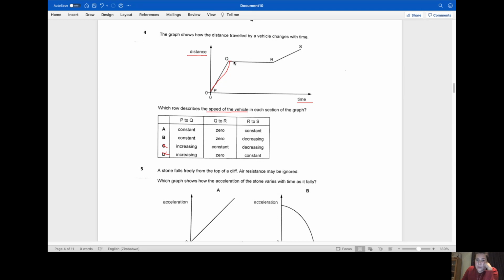Q to R, the speed is 0. The distance is not changing, therefore it's not moving. So we're still A or B. R to S, again, is the same as P to Q. It's the same shape. So your speed is constant. Not decreasing. If your speed is decreasing, you've got deceleration. You actually can't even show that. So ignore that completely. So your answer is A. You've got a constant speed, then 0 speed because it's not moving, distance is not changing, and then you have constant speed again.